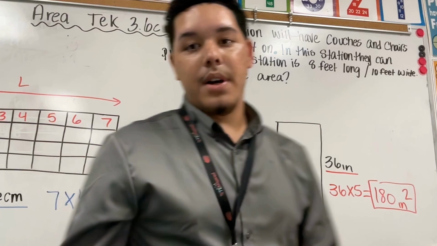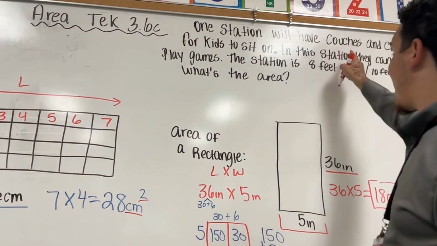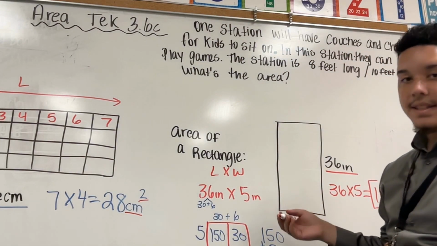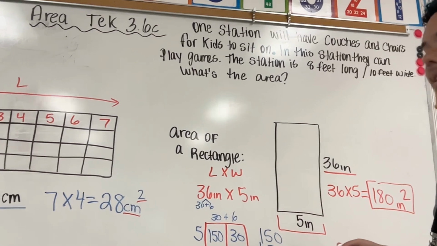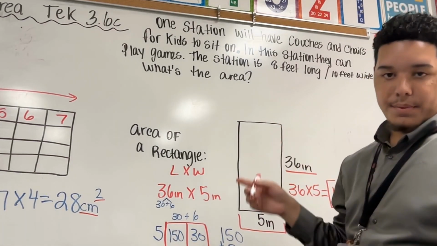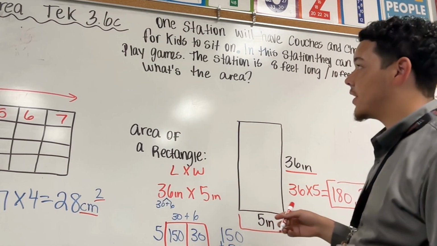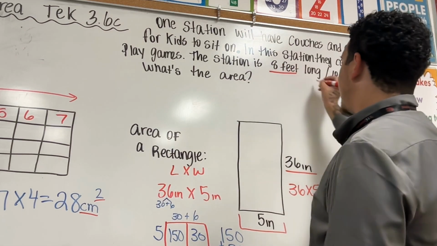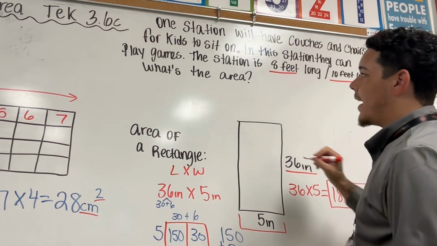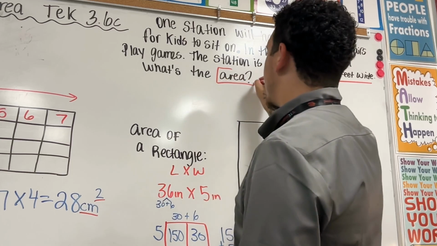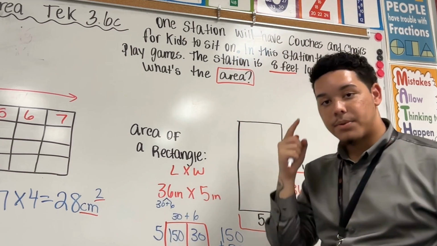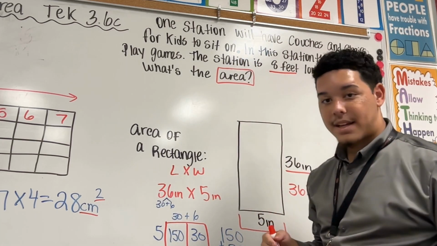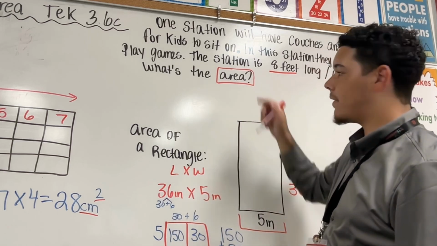I'll read it for you. It says, one station will have couches and chairs for the kids to sit on. In this station, they can play games. All right, there's our little bit of extra information. The question says, the station is 8 feet long and 10 feet wide. What is the area? All right, like I said, you want to remember those terms that come back to you, which is your formula. What are we looking for?